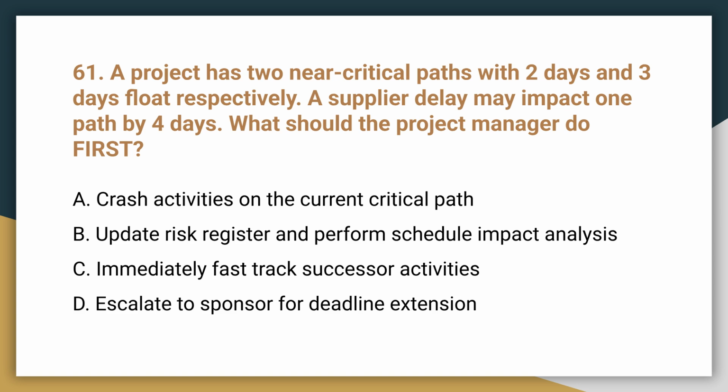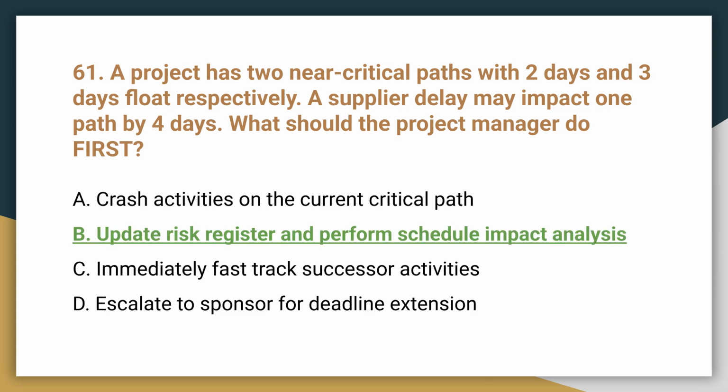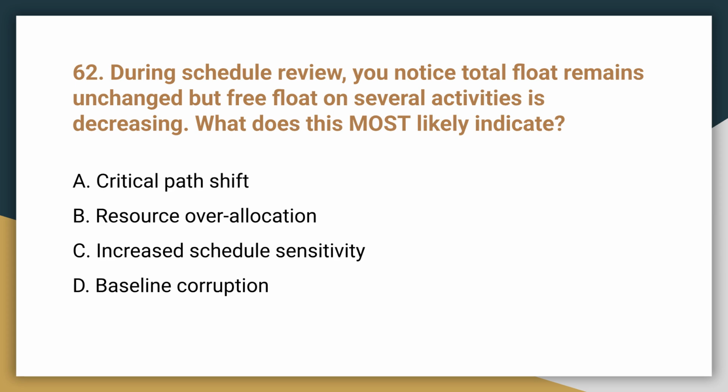Question 61. A project has two near-critical paths with 2 and 3 days float. A supplier delay may impact one path by 4 days. What should the project manager do first? The correct answer is B. Update the risk register and perform schedule impact analysis. Before compression or escalation, you must first analyze the risk and its impact.